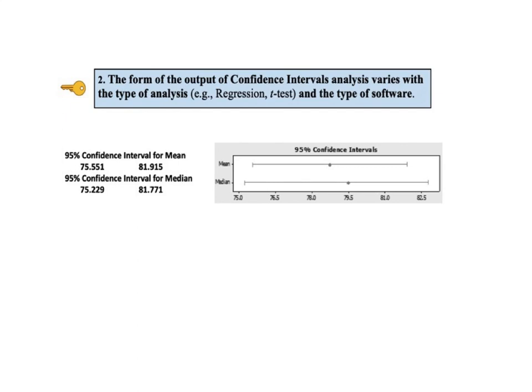Key to understanding number 2 says, the form of the output of confidence intervals analysis varies with the type of analysis, for example, a regression or a t-test. And the form of the output also varies with the type of software used. This slide and the following slide will give some examples. Here is an example of confidence intervals calculated for the mean and for the median.